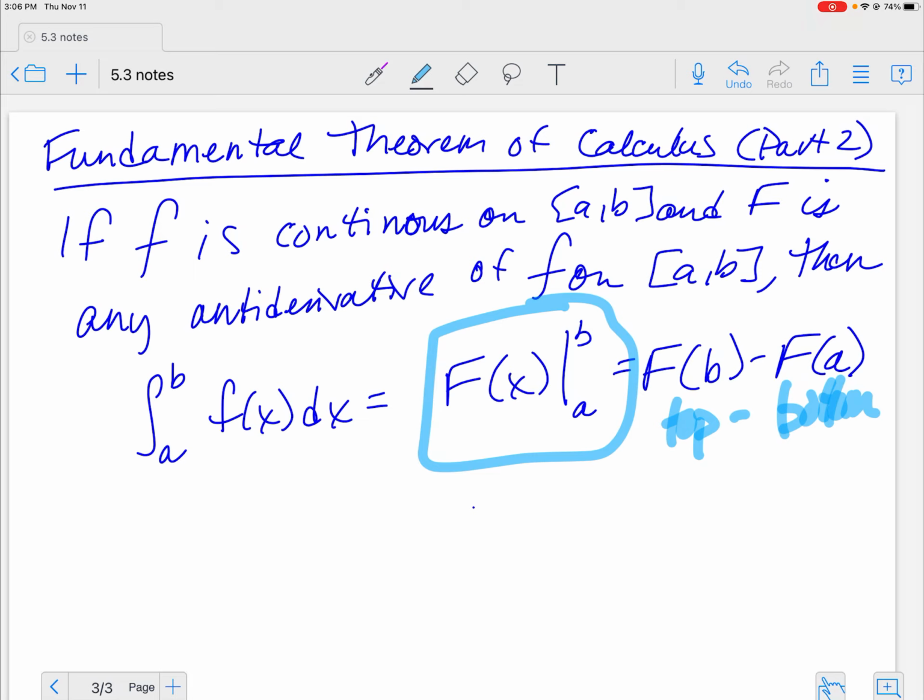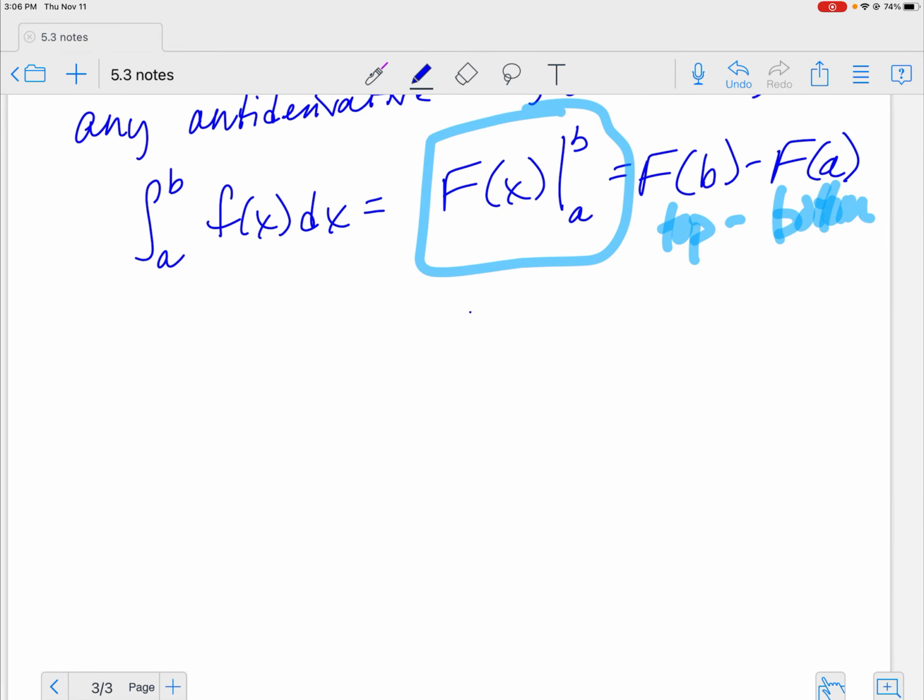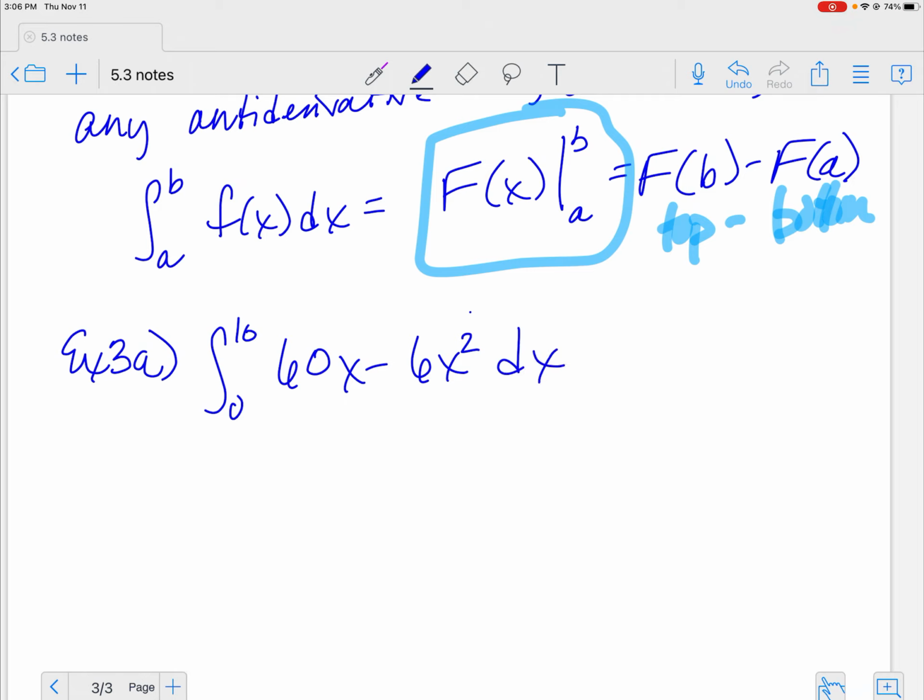All right? Okay. So let's do some. This is where we're going to live and breathe. Here's example 3a. I am integrating from 0 to 10 of 60x minus 6x squared dx. Now, the difference with what we've done so far and what we're doing now is the fact that I now have bounds. So far, all we've done is an indefinite integral. You are going to solve this exactly the same way. It doesn't matter if it's definite or indefinite, you are still going to integrate exactly the same way.